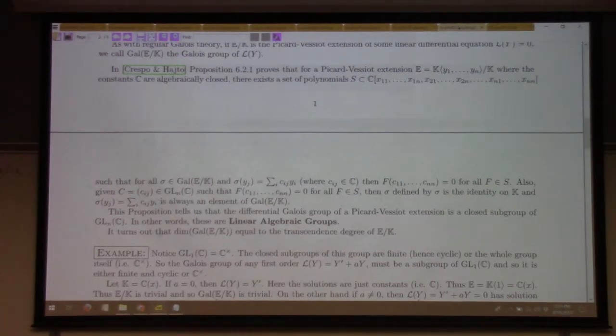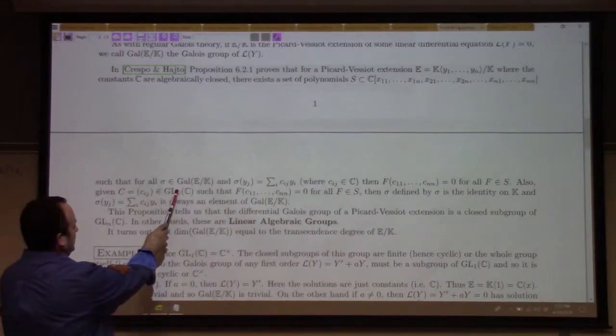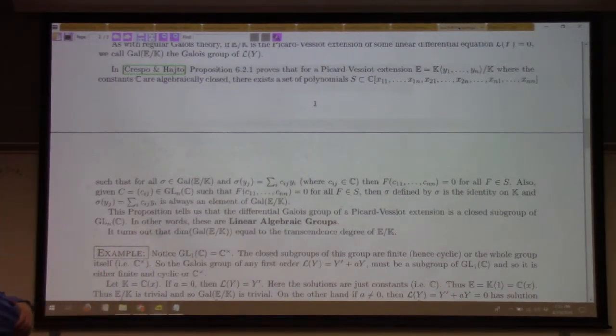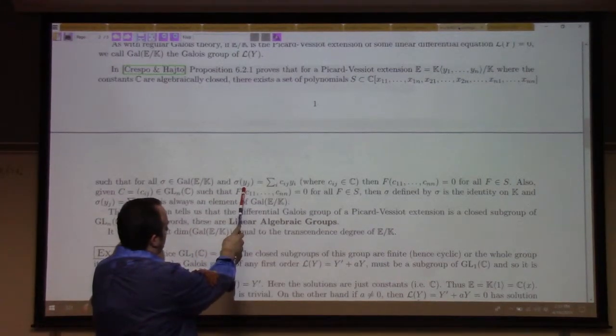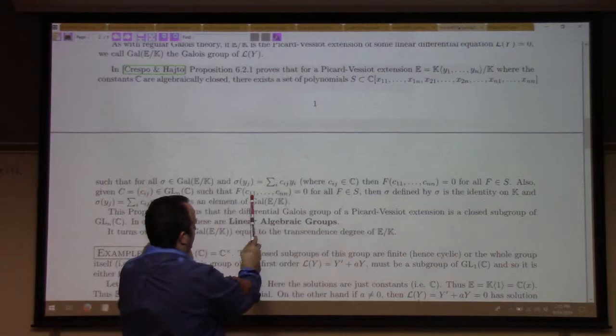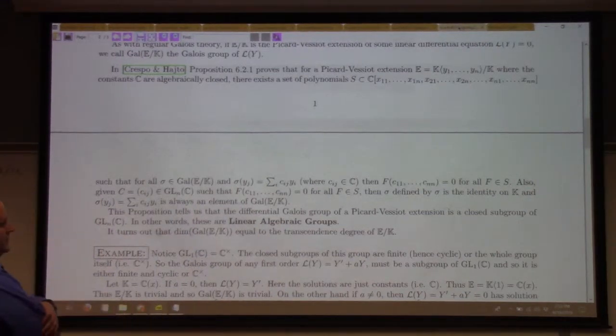So for every differential field fixing automorphism in here, we can write this jth solution as a linear combination of the ith solutions, and big F of those constants is 0 for all f and s. I think that's a really complicated way of saying that the solutions are independent.